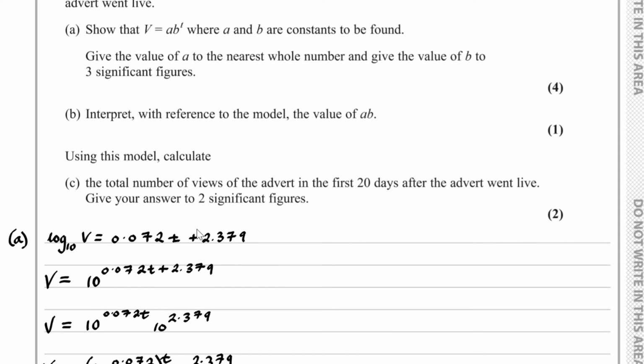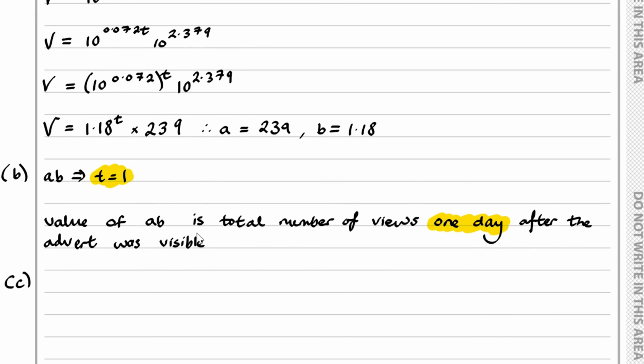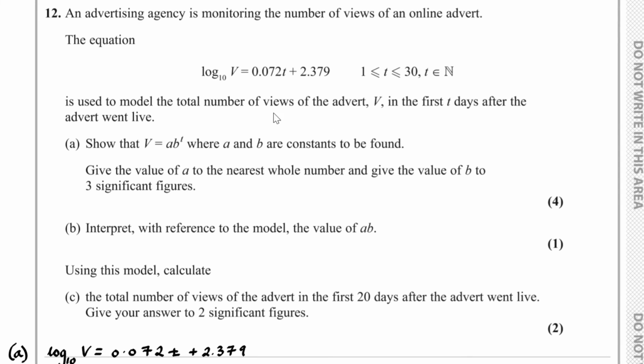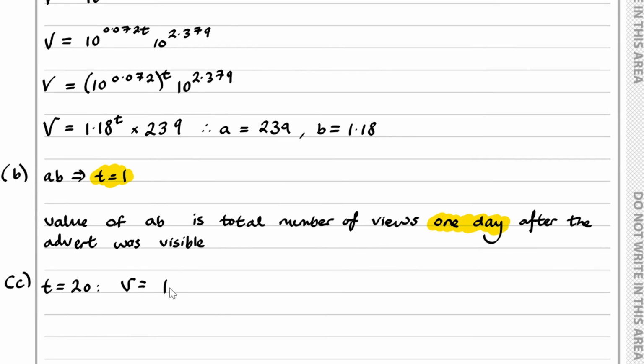Now for part C of the question, using this model we have to calculate the total number of views of the advert in the first 20 days after the advert went live, giving your answer to two significant figures. So here we're looking at what happens when t equals 20. When t equals 20, using the model over here, we've got V equals 10 to the power of 0.072 times 20 plus 2.379.